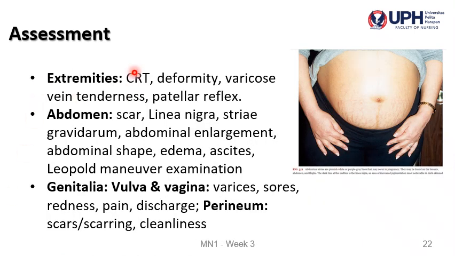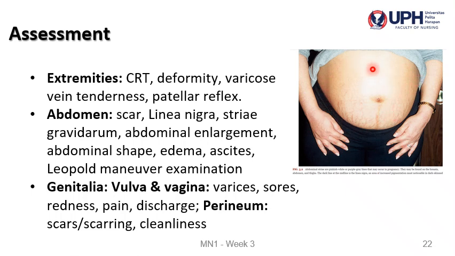And then we move on to the extremities. We check the CRT, the capillary refill time, deformity, is there any varicose vein, tenderness, patellar reflex. On the abdomen, we see if there are any scars. We have the linea nigra, which is the one in the middle. We have the striae gravidarum here. And then we see if the abdominal enlargement is normal. Is there any abnormal abdominal shape? Is there any edema? Is there any ascites also?